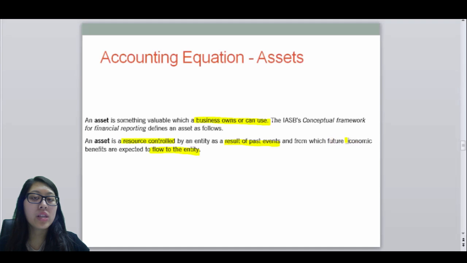Meaning that when the company uses this machinery or uses this building, it's supposed to help them generate some sort of income in the future. And past events means that they have done some sort of transaction in the past to be able to acquire this asset that they are now controlling.